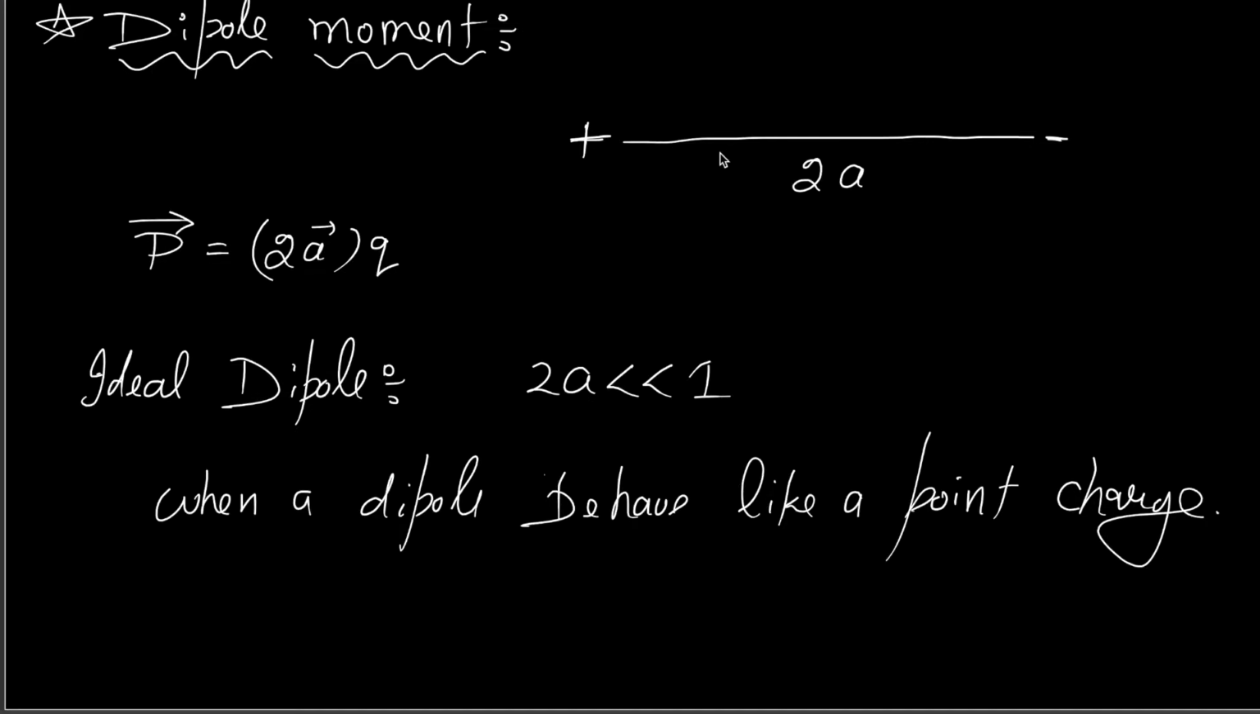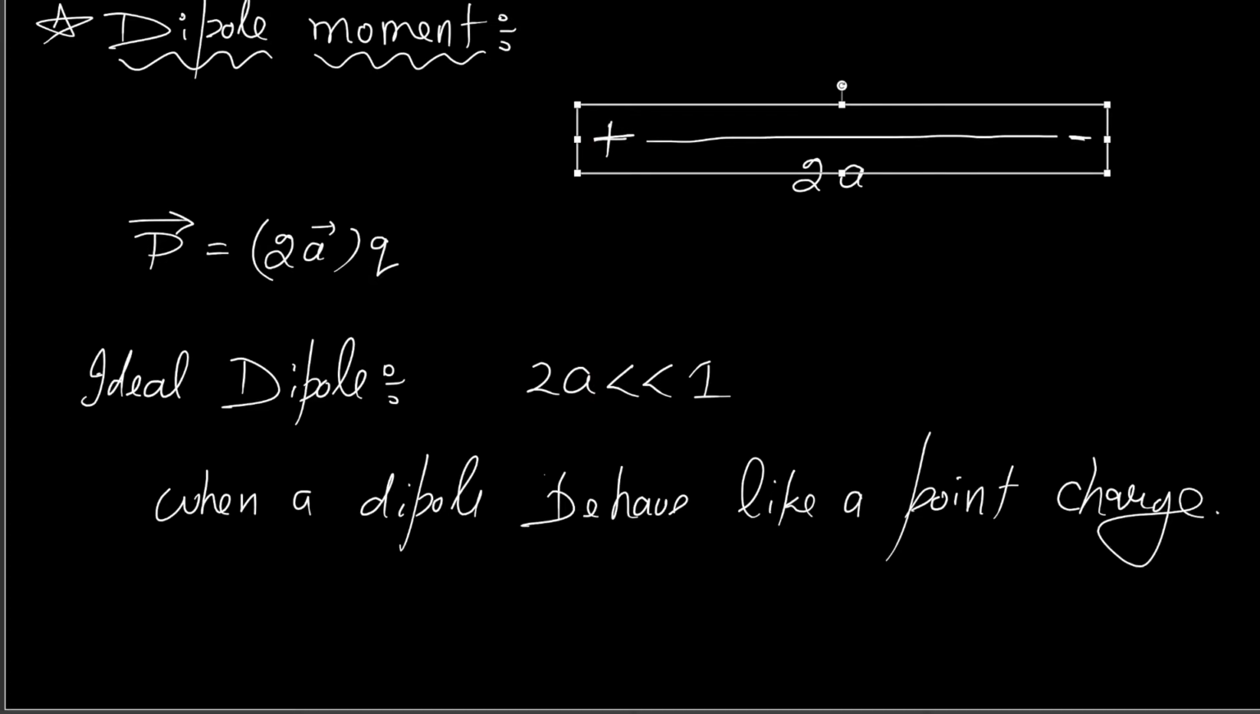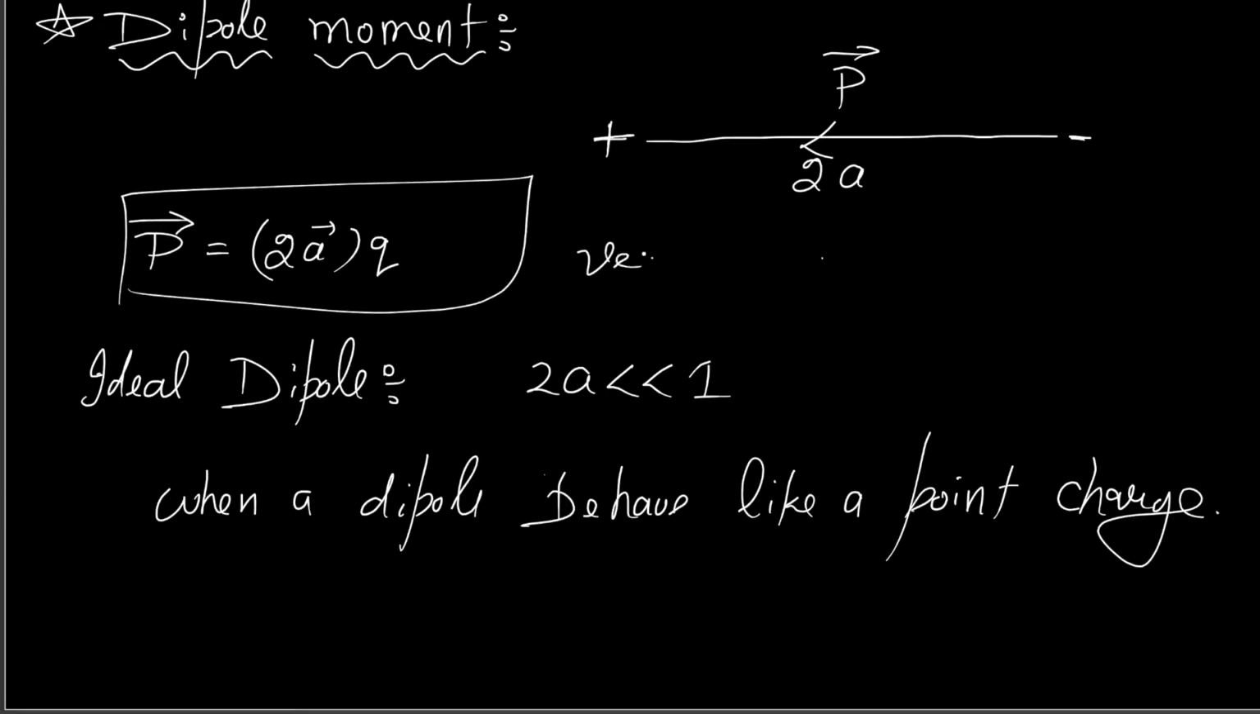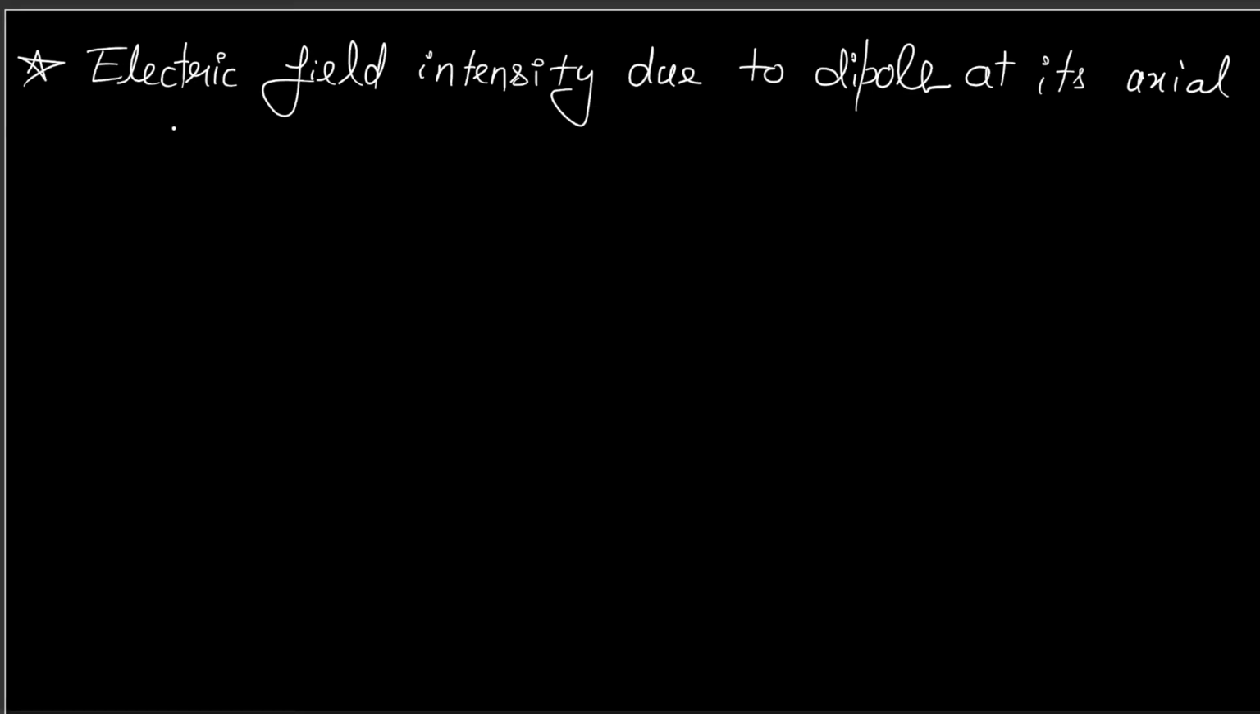The dipole moment has its particular direction. It is opposite to the electric field direction basically. It is from the negative to positive. Dipole moment direction is negative to positive. It is a vector quantity.